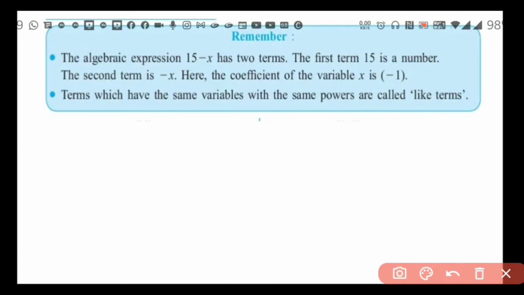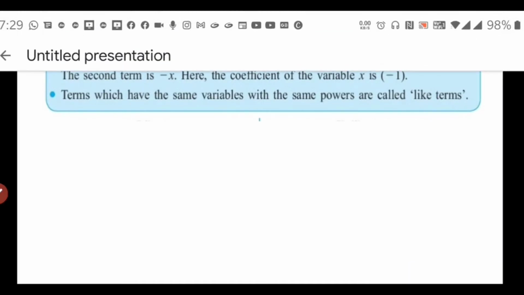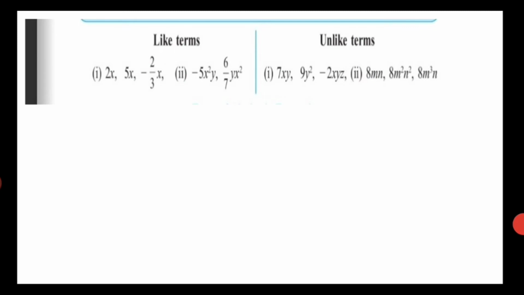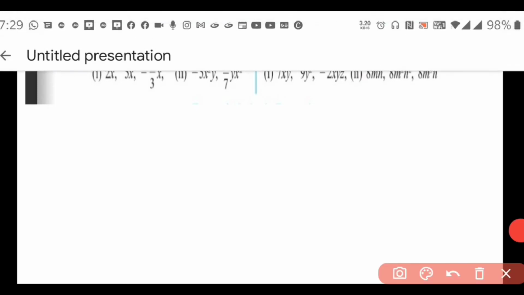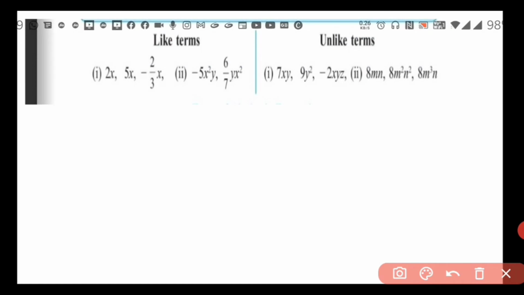Then terms which have the same variable with the same powers are called like terms. When there are the same variables in the terms and their powers, that means their indices, are the same, then they are known as like terms. So let us see what is meant by like terms and unlike terms. See here, two examples of like terms and unlike terms are shown. In the first example, 3 terms are there: 2x, 5x and minus 2 upon 3 x. In all these 3 terms, x is the variable which has index 1. Because the index is 1, nothing is written there.